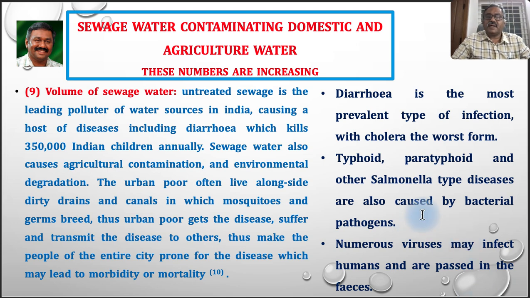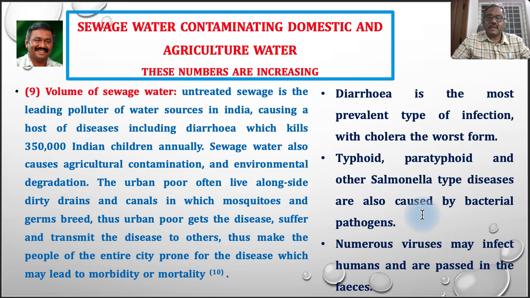Sewage water contaminating domestic and agriculture water. These numbers are increasing. Volume of sewage water. Untreated sewage is the leading polluter of water sources in India, causing a host of diseases including diarrhea, which kills 350,000 Indian children annually. Sewage water also causes agricultural contamination and environmental degradation. The urban poor often live alongside dirty drains and canals in which mosquitoes and germs breed.